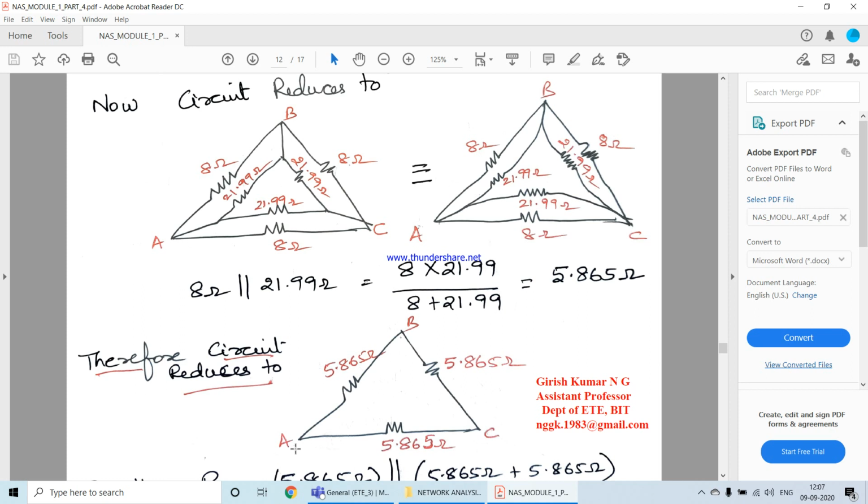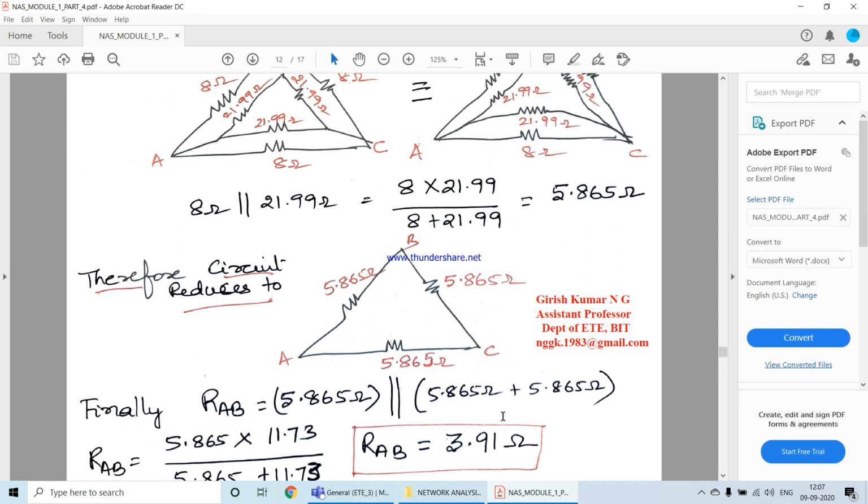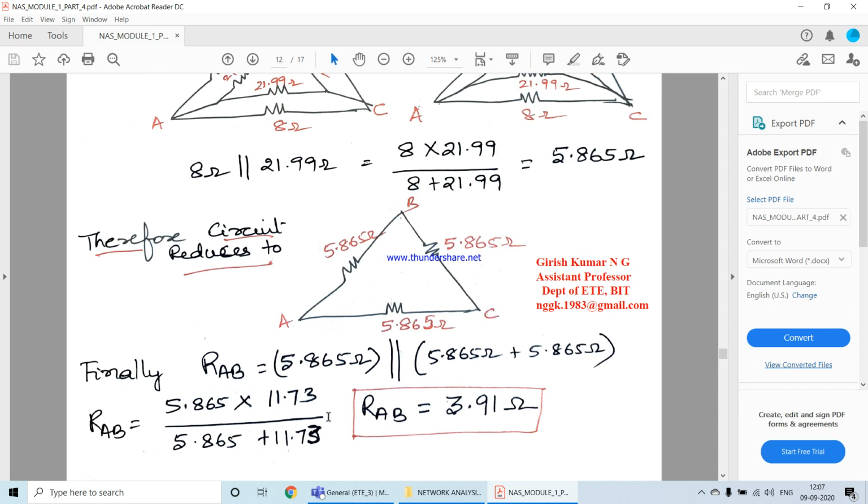Now I do have 5.865 across AB, across BC and across CA. Now I need to find out what is the equivalent resistance across A and B. Therefore, as we did earlier, these two lie in series. Across BC and across CA, whatever we have will lie in series, they both get added up, and that in turn will be in parallel with 5.865. So that is 5.865 ohms parallel with 5.865 plus 5.865. I get RAB equal to 5.865 into 11.73 divided by 5.865 plus 11.73. Finally, I get RAB equal to 3.91 ohms.